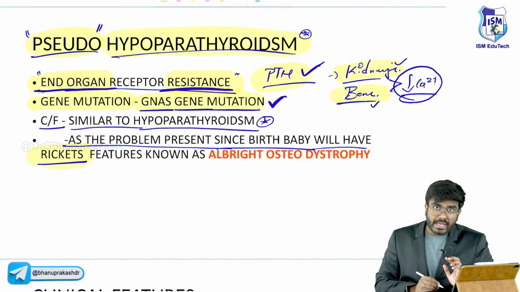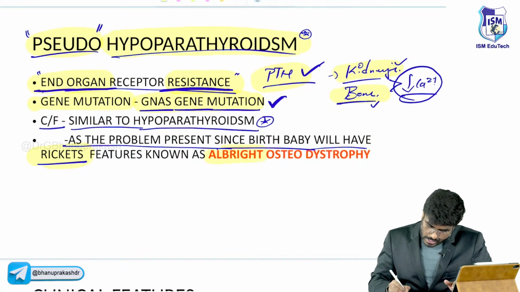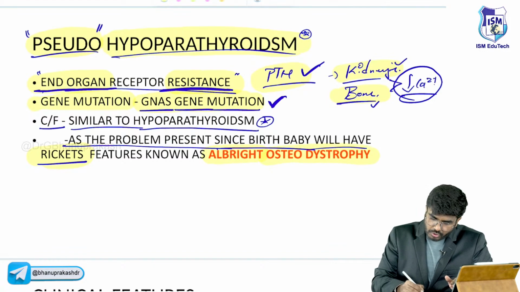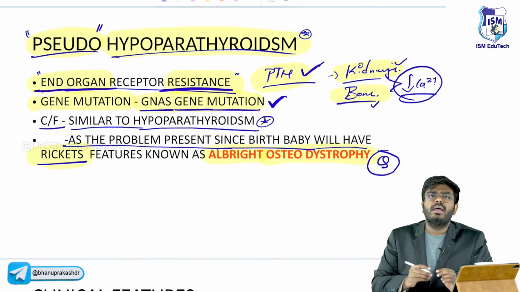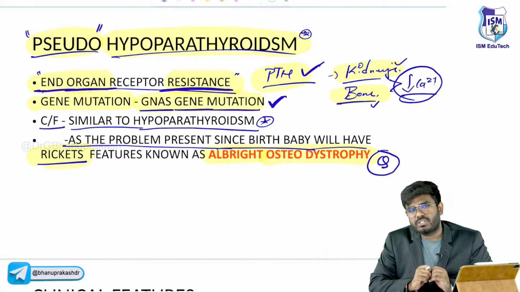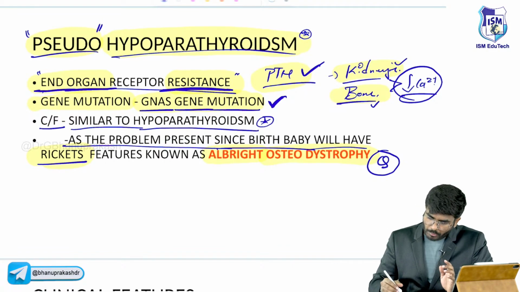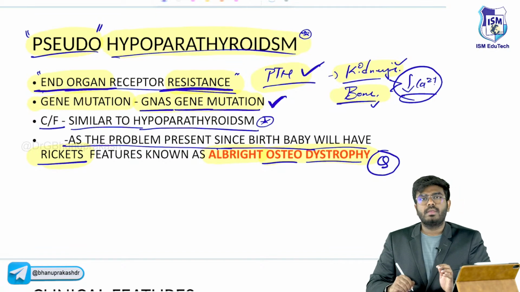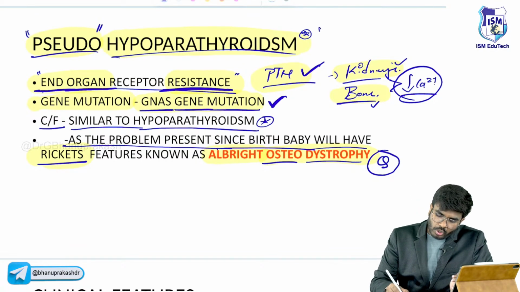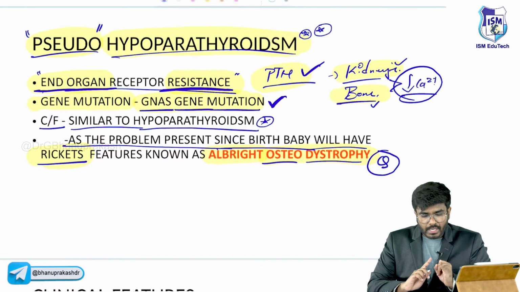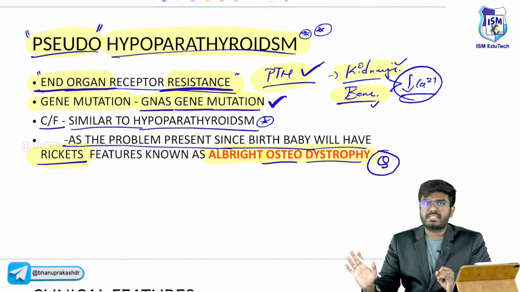So this is called as Albert osteodystrophy. This is the MCQ. What is Albert osteodystrophy? Albert's osteodystrophy is a bone problem, seen in pseudohypoparathyroidism. Parathyroid hormone is there, but it is not able to activate the kidneys and bones. As simple as that.